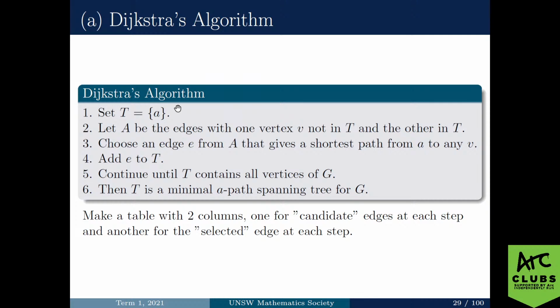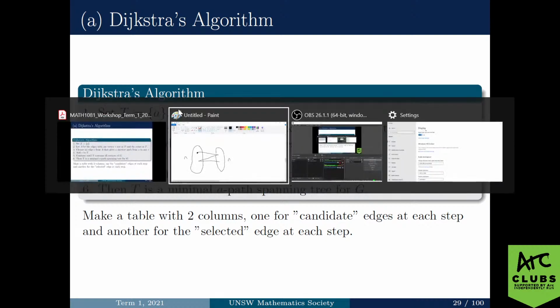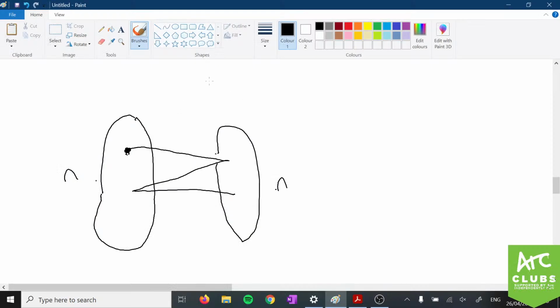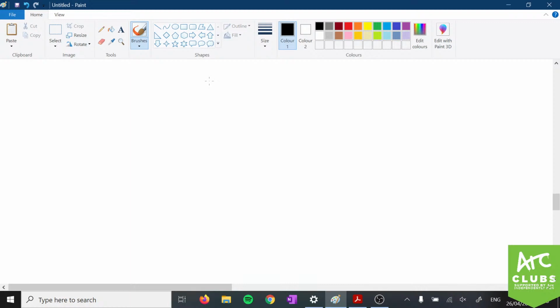And then the second step is: let A be a set with edges with one vertex V not in T and the other in T. Then choose an edge E from A that gives a shortest path from A to any V, add E to T, and continue until T contains everything. It's a bit confusing, but I'll demonstrate, and it doesn't seem that complicated if you draw it out.